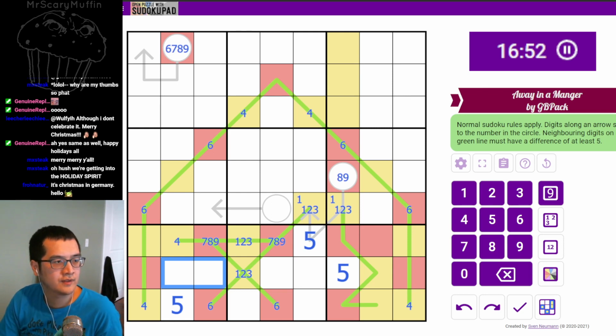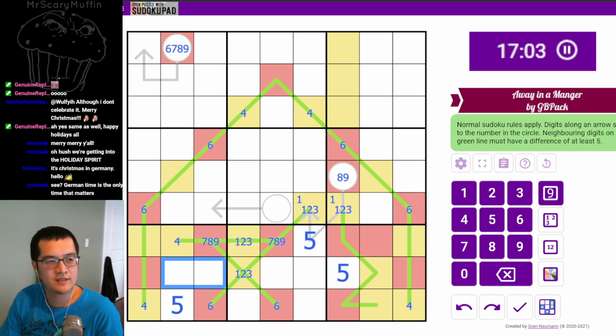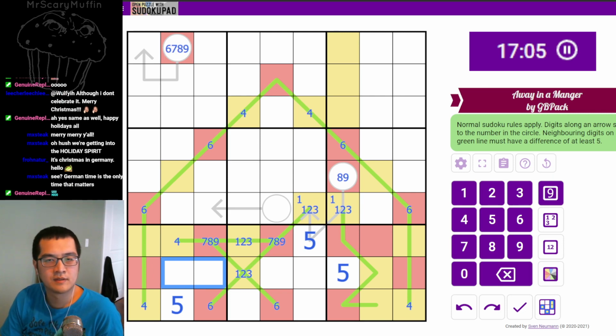Hey, Froschnatur. It is Christmas in Germany. Ah, yes. Merry Christmas to you. How do you say? I know Tannenbaum is Christmas tree. That's the only thing I know in German. I don't know why that's the only word I know in German. I know English words that have German heritage or roots, like kindergarten. Kindergarten? Garten?